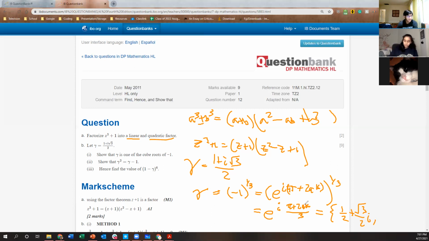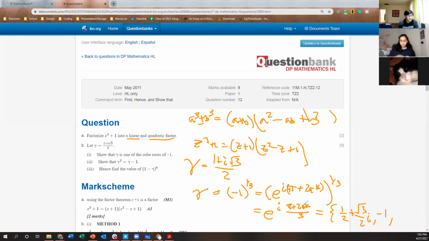If I plug in a 1 here, that'll be 3 pi over 3, which gets me e to the i pi. Cos of pi is -1, and sine of pi is 0. So one of the cube roots of -1, as we very well know, is -1, right? We didn't need to do complex numbers for that.